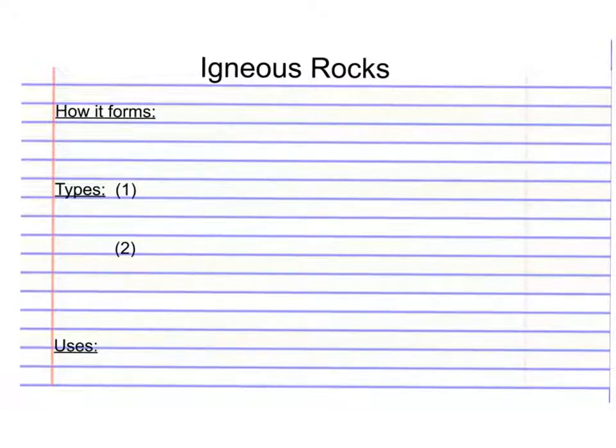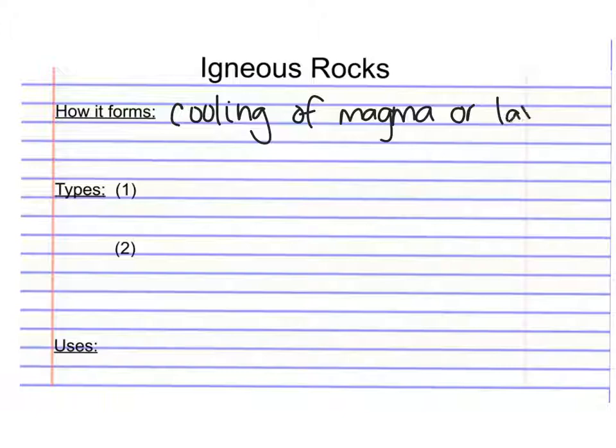Right here is the brief video for igneous rocks. Again, we're going to talk about how it forms, what are the different types, and real-life uses. How it forms: it's a cooling of magma or lava. It always involves a volcano, and that's whether it is underground or above ground.